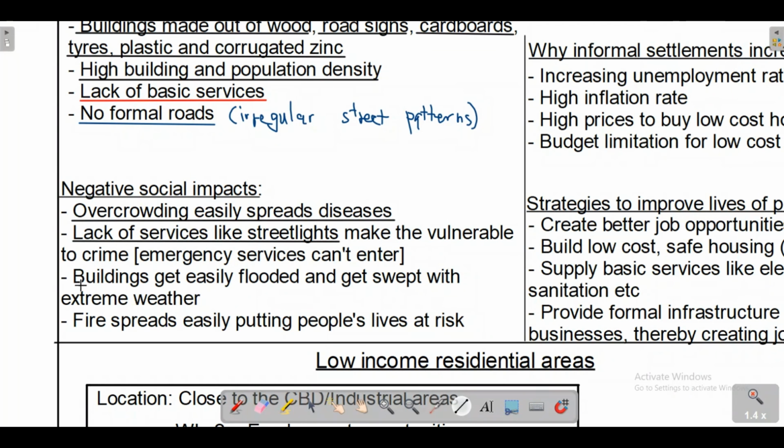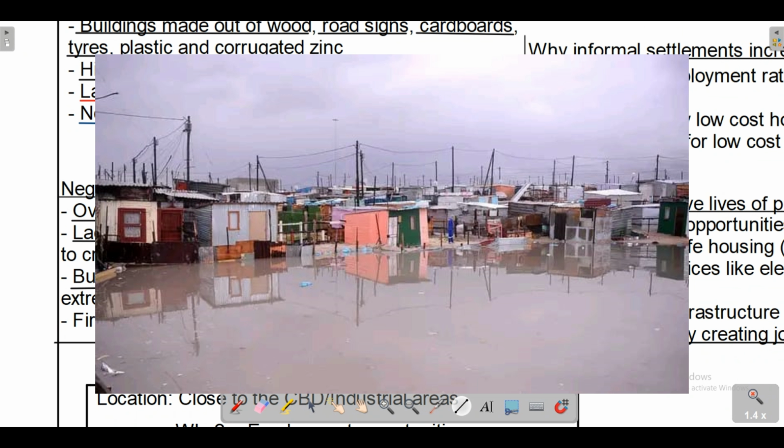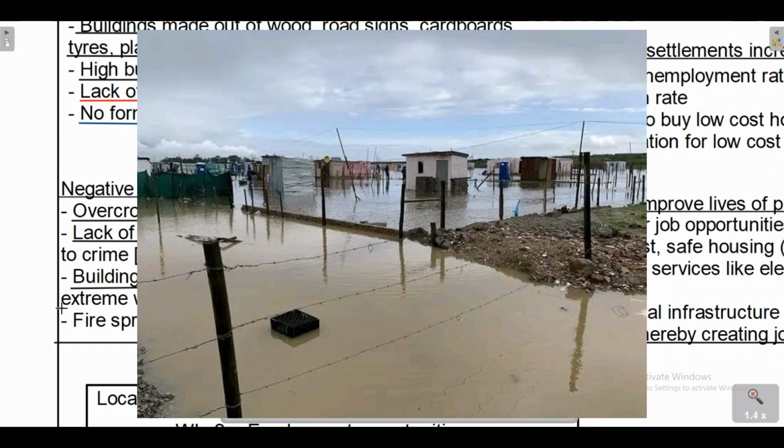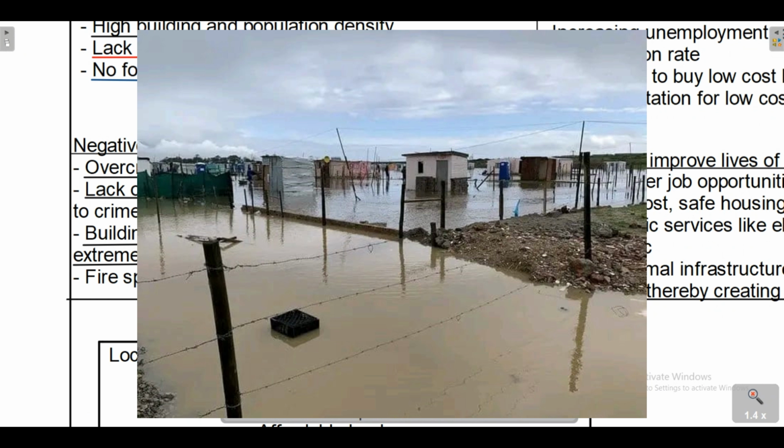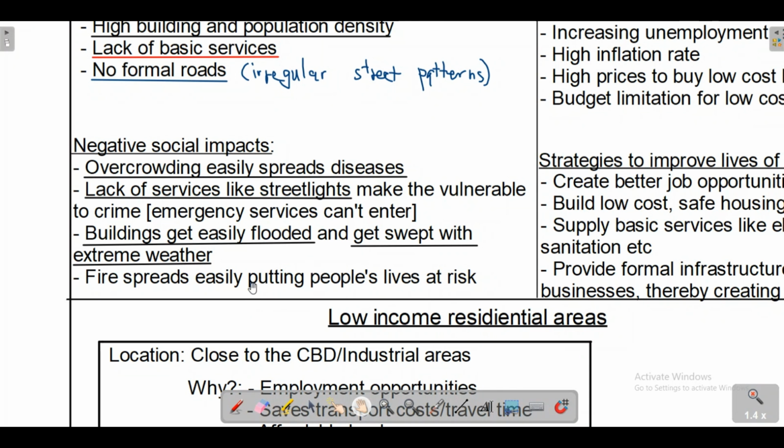In informal settlements, buildings get easily flooded. We've seen this, guys, over the news. Actually, every year there's an informal settlement that has flooded. They get swept away due to extreme weather during the rainy season. A lot of these buildings get flooded because there are no drainage systems there. A lot of people lose their properties, and fires easily spread, putting people's lives at risk.